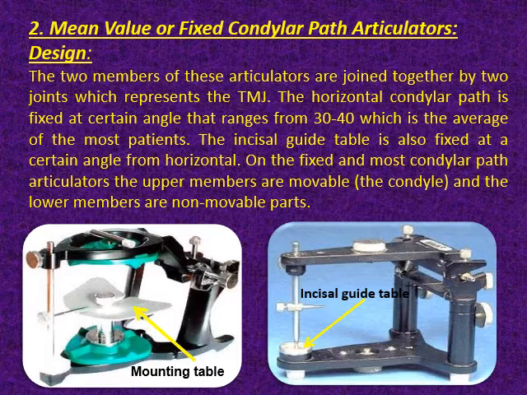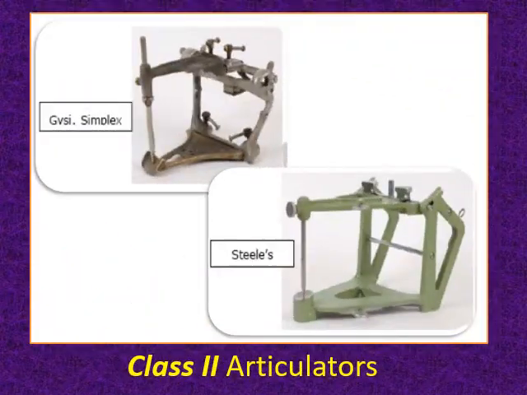The incisal guidance table is also fixed at a certain angle from horizontal. In most fixed condylar articulators, the upper member is the movable part, which represents the condyle, and the lower member is the non-movable or fixed part. This slide shows the Class 2 or mean value articulators.